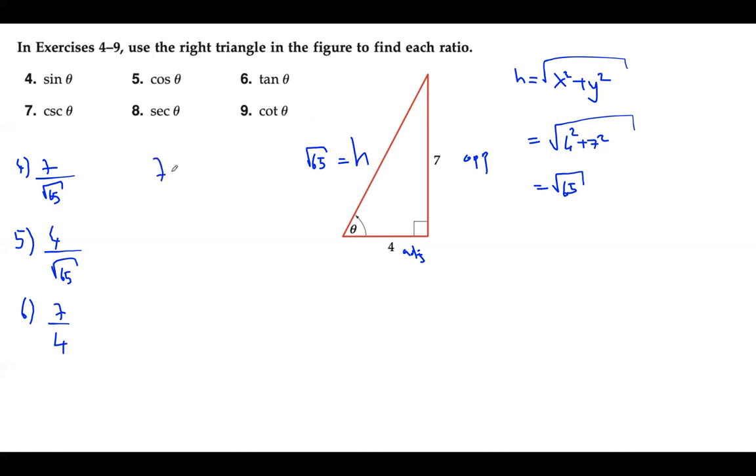Now number 7. Number 7 we have cosecant, and cosecant is reciprocal of sine. So we will take the reciprocal of number 4, it will be the answer, square root 65 over 7. Similarly, number 8 is secant. Secant is reciprocal of cosine. So reciprocal of 1 over square root 65 is square root 65 over 4. Then the last one, cotangent, it is reciprocal of tangent. So reciprocal of 7 over 4, it will be 4 over 7.